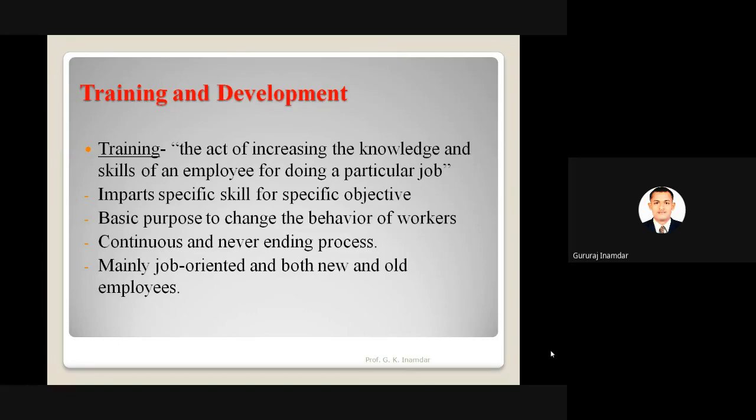So trainer's job is very important. Who is given training? As per our point of view, as per our syllabus, we are managers. So we have to take training, and we have to give the training to the employees. So what factors will be there?